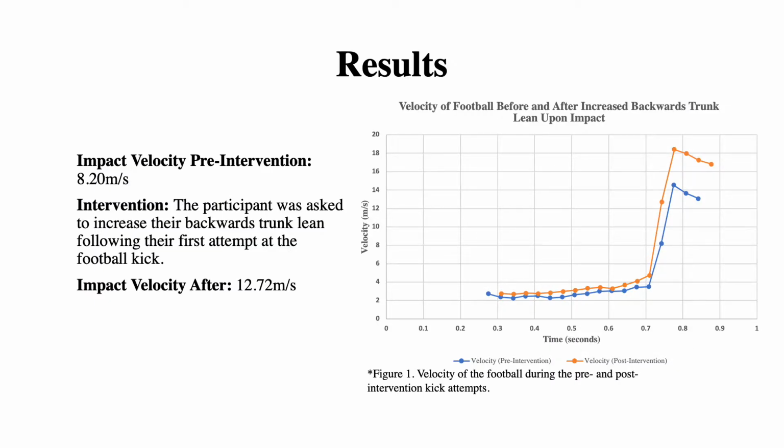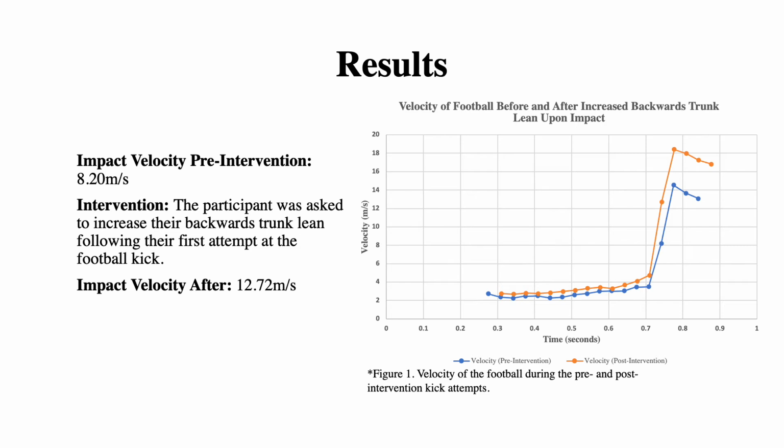This graph represents the velocity of the football before and after the increased backwards trunk lean upon impact. So as we can see here, the launch velocity of the football pre-intervention was 8.20 metres per second, and again the intervention involved asking the participant to increase their backwards trunk lean following their first attempt at the football kick.